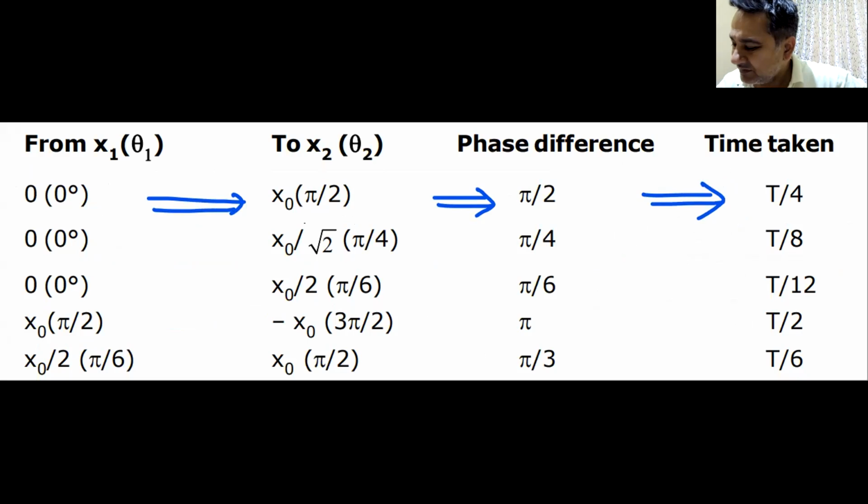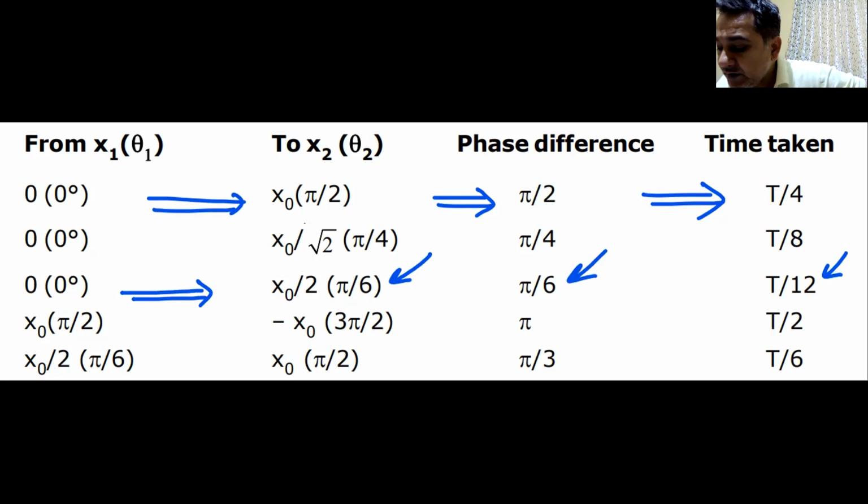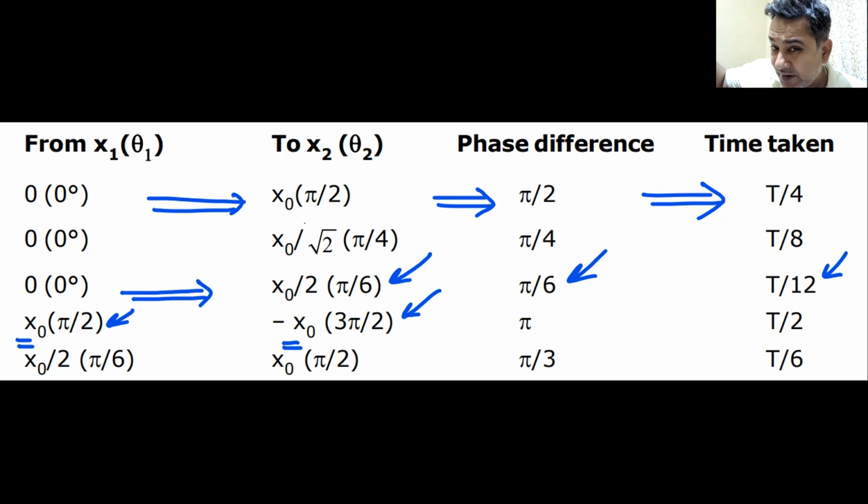Then it is on the same line from 0 to x naught by 2. X naught by 2 will happen at pi by 6. The phase difference is pi by 6. The time difference will be T by 12. Do we understand this? Yes, sir. From plus x naught to minus x naught: plus x naught happens at pi by 2, minus x naught happens at 3 pi by 2. We have seen it in the diagram, yes or no? Yes, sir. The phase difference is pi. Do we understand this? Yes, sir. And the time difference is T by 2. Simple maths. I hope you understand this.